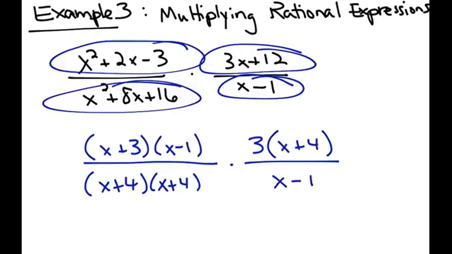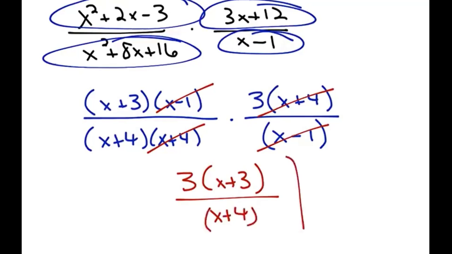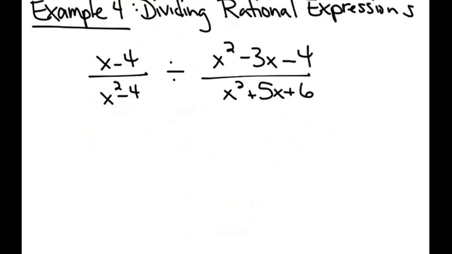Now you have some similarities between numerators and denominators of this whole expression. So cancel out the similar binomials. x minus 1 should be able to go away, and x plus 4 as well. And then you will have simplified. All you will have left should be 3 times x plus 3. You want to clean up this expression and divide it by x plus 4. And then voila, you have the final simplified expression.